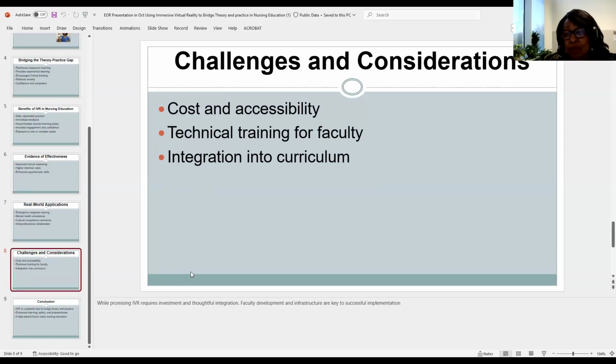The thing is, it is very expensive. So the goal is for us, the nursing department faculty, to write grants and make sure we have the funds to have the supplies on board, because otherwise it's going to be a challenge. We need faculty on board, we need the buy-in, and when we have everything, we can integrate it into our curriculum.